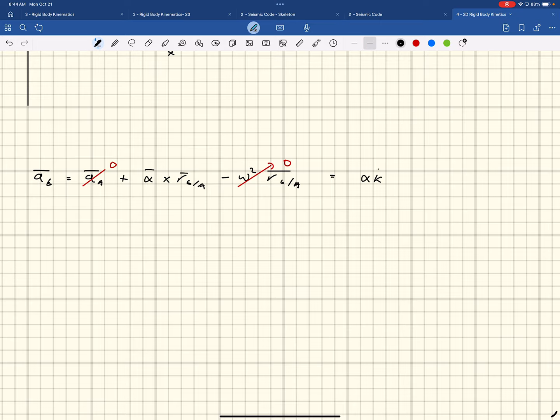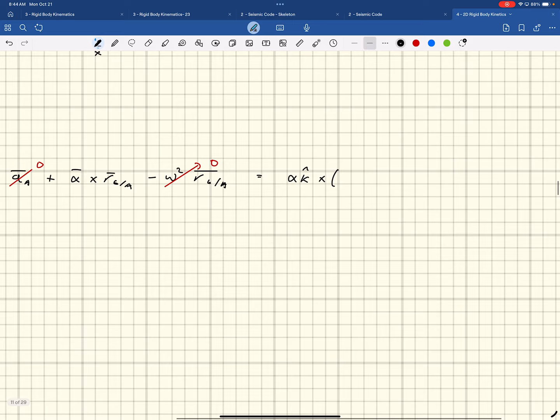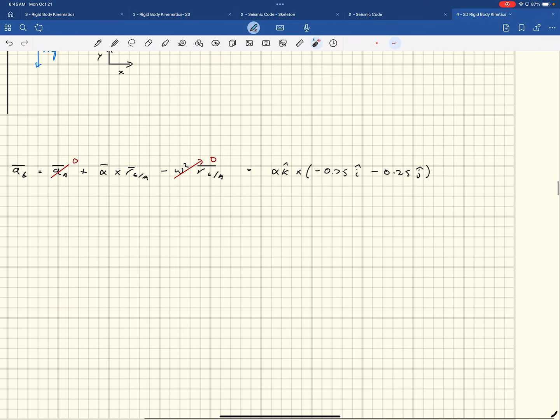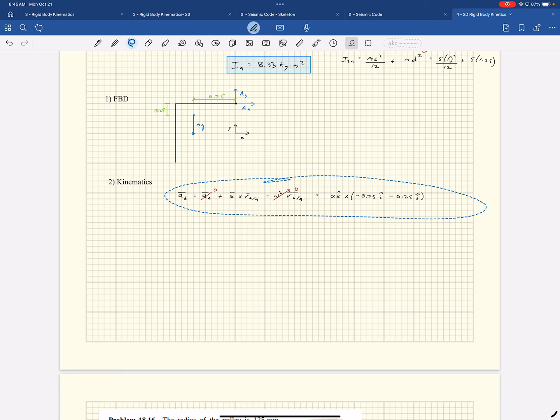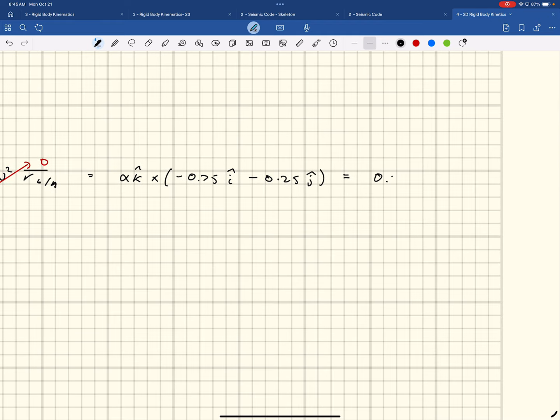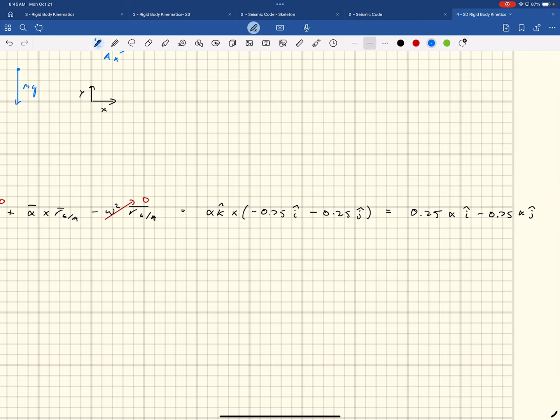Right, so then just keep going with this. Alpha is in the K direction. Always just assume it's positive. I'm going to cross that with R_G/A, which is negative 0.75 in the I minus 0.25 in the J. R_G/A is that dimension right there. So it's negative 0.75 in the I minus 0.25 in the J. And what you get ends up being equal to 0.25 alpha in I minus 0.75 alpha in the J. Okay? That's what we get.